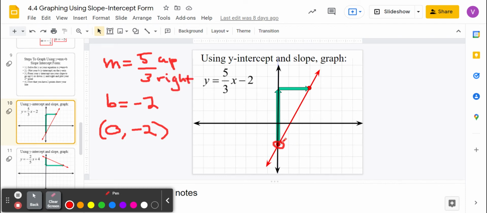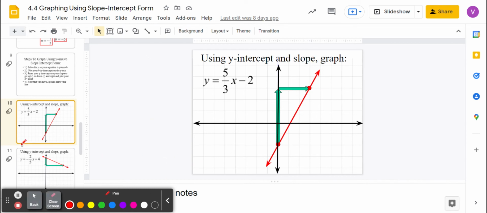All right, so let's start at this starting point. Let's count 1, 2, 3, 4, 5 up, and then 3 to the right. 1, 2, 3, and that's your second point. Once you have your 2 points, you go ahead and draw your line, and you are good to go. That's all you have to do.